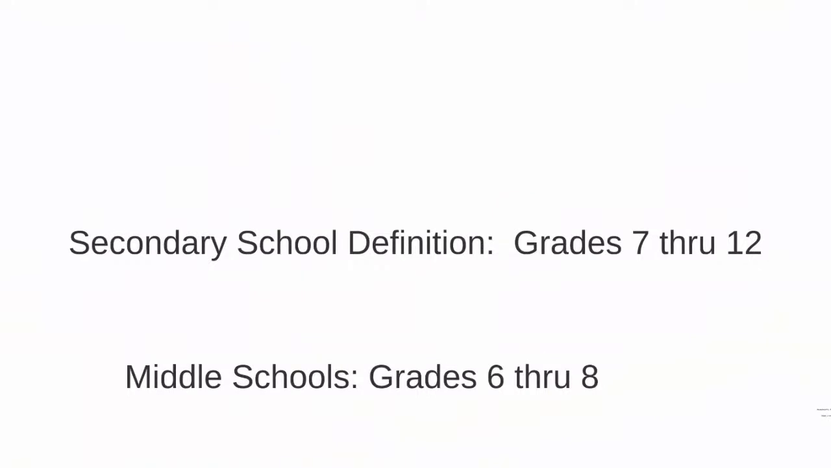Usually the definition of a secondary school is grades 7 through 12. Many times you'll hear the word middle school, which is loosely defined as 6 through 8, but it's also been defined as 5th through 7th. Elementary is always kindergarten through 6th grade, but it can also go kindergarten to 8th grade in some areas of the nation.